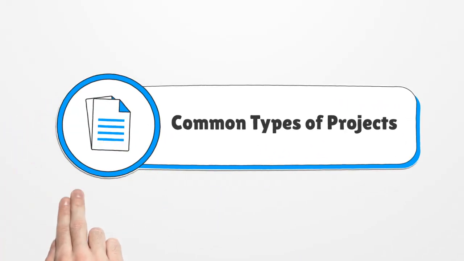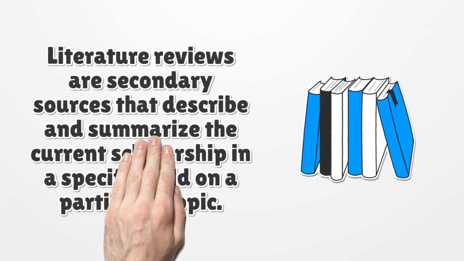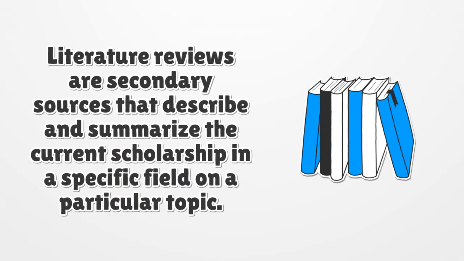Let's take a look at some common ways in which you will communicate your research. In nursing, a literature review is a common assignment. It may be the first part of a research paper, or it may be an entire assignment by itself. Remember those secondary sources and reviews that we discussed in the second tutorial? Those are literature reviews. In this kind of assignment, you would describe and summarize the current scholarship in a specific field on a particular topic.